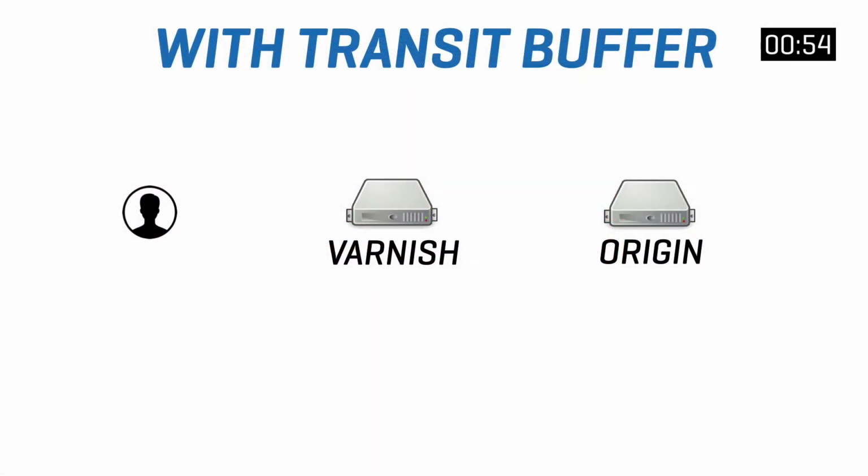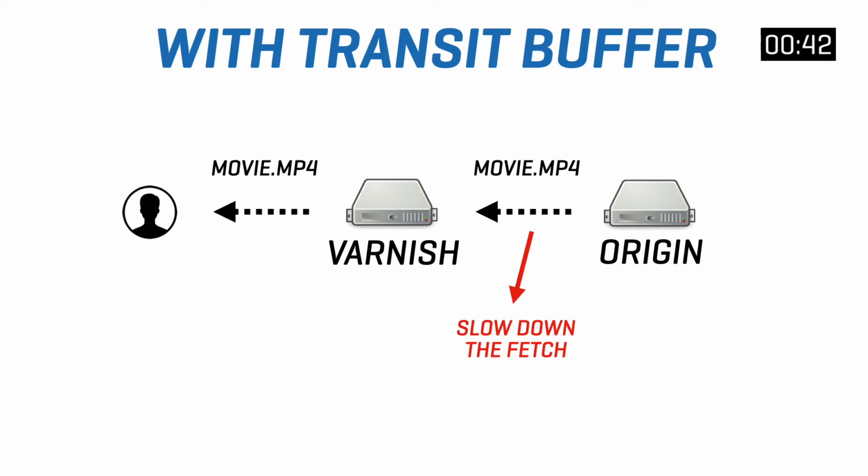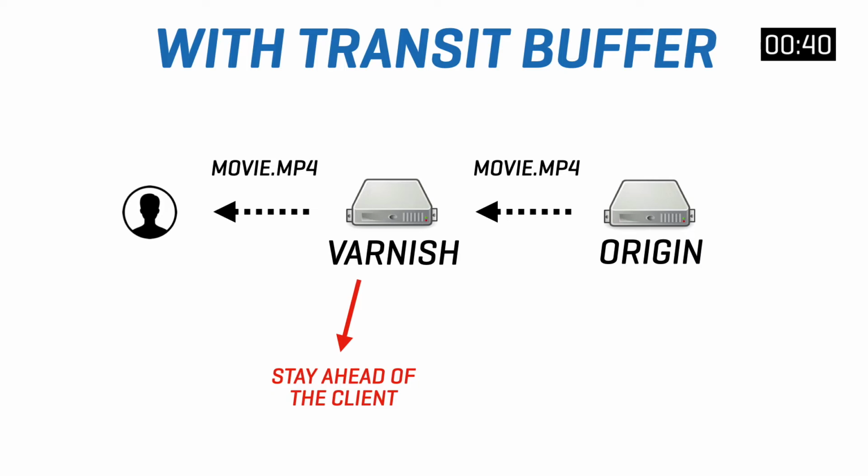With the transit buffer enabled, Varnish can reduce the amount of memory that is held in transient storage to satisfy that uncacheable request. So when that same large uncacheable file gets requested, that movie.mp4 file, Varnish will forward the request from the client to the origin, receive it, and as it receives, will notice that the client is slowly consuming it. It will then slow down the fetch and make sure it's ahead in terms of what it is storing in transient storage of the client, but not by too much.